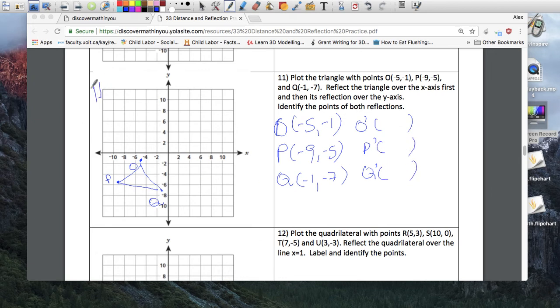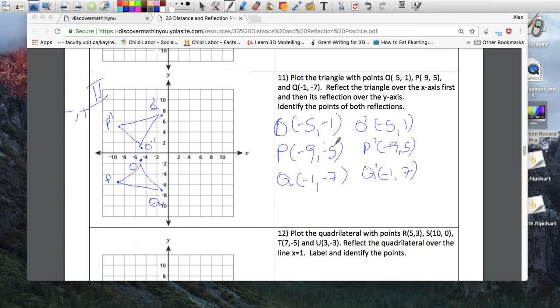they're going to be in quadrant 2. And in quadrant 2, the first number is negative and the second number is positive. So I can just go ahead and do this right now: -5 and 1, -9 and 5, and Q, -1 and 7. Or I can count. O is going to be right here, O prime. P is going to be right here, P prime, same distance away, which is 5 up. And Q is going to be 1 over and 7 up, so right here. Here's Q prime. So here's my first reflection.